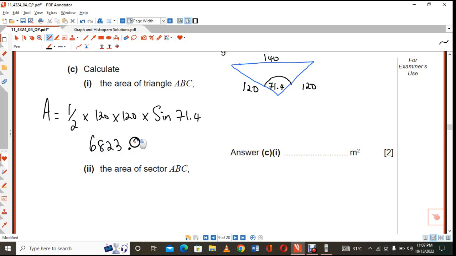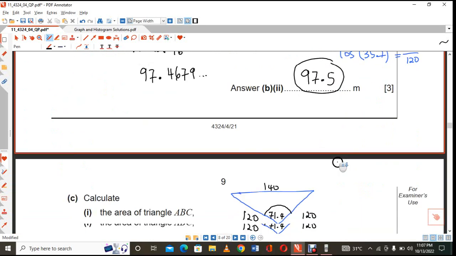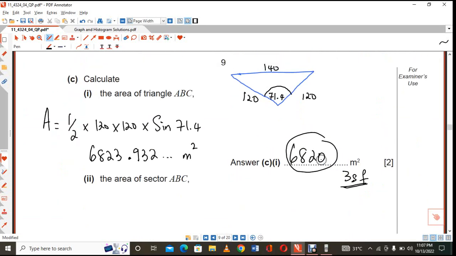Well, you get 0.932 and so on. Remember, they are going to take anything correct to 3 significant figures. All right, so to 3 significant figures, this is like 6,820. Anything in that range to 3 significant figures. Okay, that's one way that you could do it. You can also use the general formula a half times base times height, because you know what the height of the triangle is. So you can go and say half times the base of 140 times that height that you've calculated. That will also give you the same answer in the range.